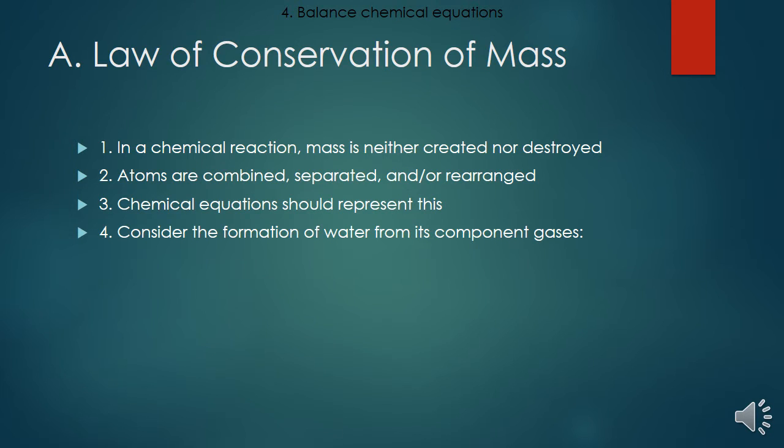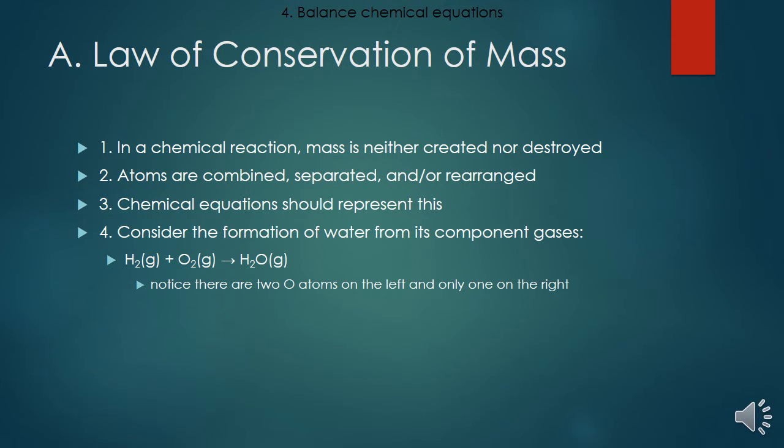So consider this. Let's say we consider the formation of water from its component gases. This would be an equation for the reaction. We have hydrogen gas reacting with oxygen gas to form water. Well, if you take a look at that equation, you'll note that there are two oxygen atoms on the left side of the equation. Here are the two here, O2. And then there's only one on the right side with the H2O. So the question is, what happened to that second oxygen atom? According to the law of conservation of mass, it can't just disappear. It still has to be there. Well, it's actually there, but we have to show it by balancing the equation.